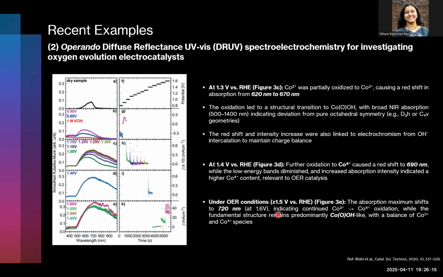Finally, under OER conditions at higher than 1.5 volt, the absorption maximum again shifted until 720 nanometers at 1.6 volt, where the oxygen evolution started, and cobalt 3+ oxidized further to cobalt 4+. They did determine that the structure would predominantly remain CoOOH-like. They don't know which geometry it would attain at the final voltage, but there would be a balance of cobalt 3+ and cobalt 4+ species.